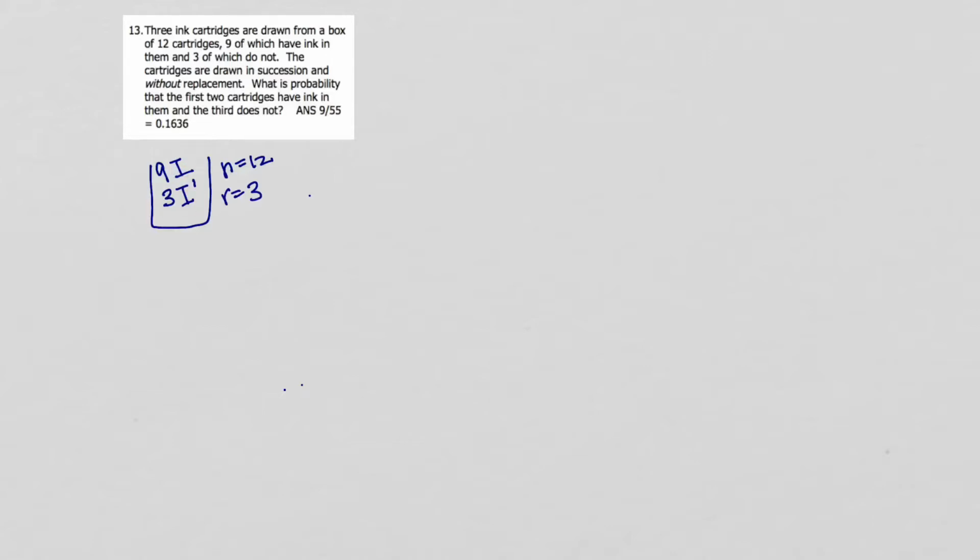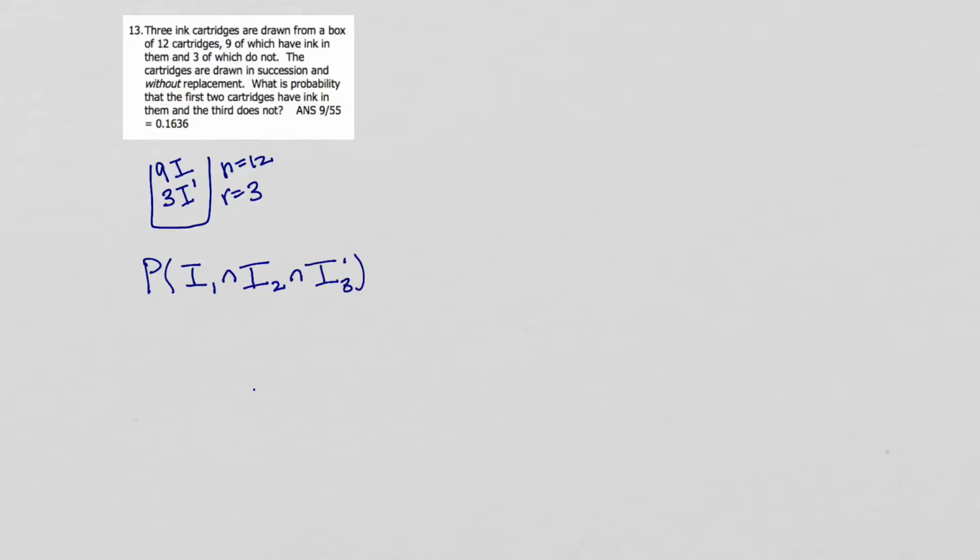And what we're going to do is draw these in succession, one after another. And what we're looking for here is the probability that the first 2 cartridges have ink and the third one does not. Let's write that. I'm looking for the probability that, I gotta have some kind of notation. So how about ink in the first? The subscript just means which item I'm looking at, the first one. So ink in the first, and I want ink in the second, and I want no ink, I prime, in the third.